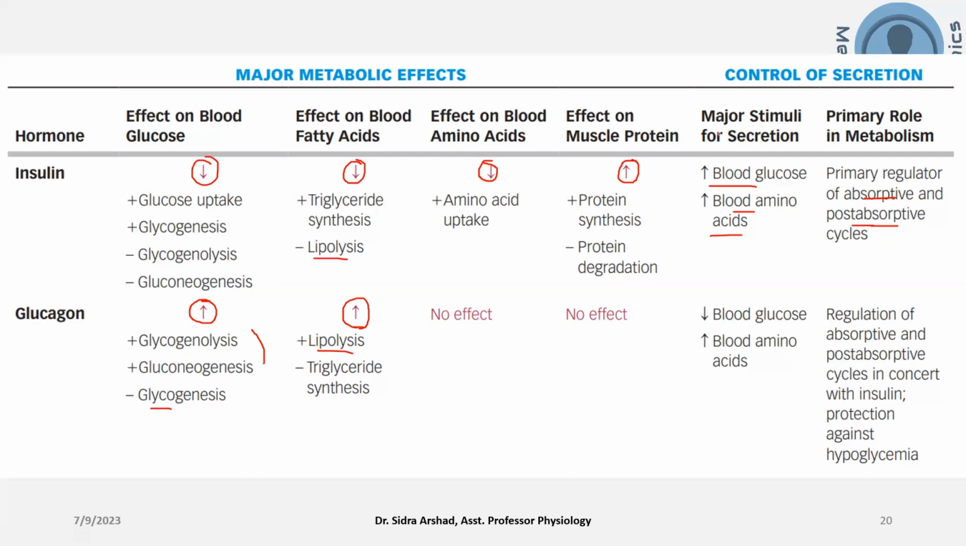Major stimuli for secretion of glucagon are decreased blood glucose levels and increased blood amino acid levels. Its primary role in metabolism involves regulation of absorptive and post-absorptive cycles in connection with insulin, and protection against hypoglycemia. So basically, in a hypoglycemic state, the glucagon levels are increasing, which in turn stabilizes or increases the blood glucose levels to prevent hypoglycemia.